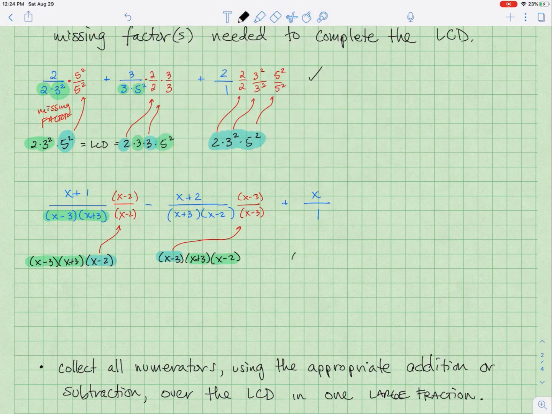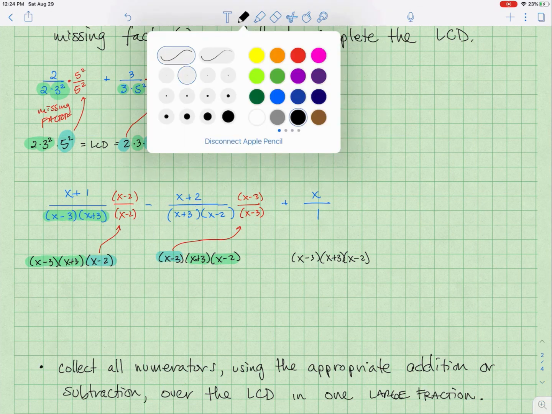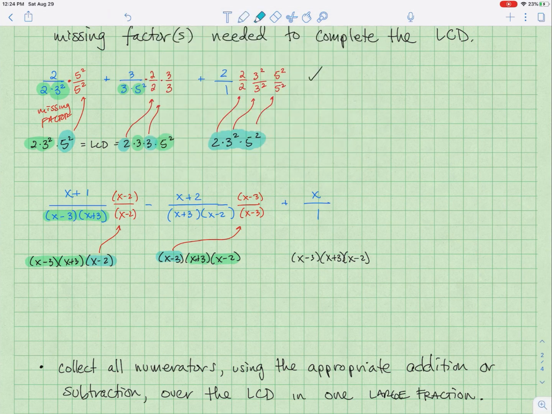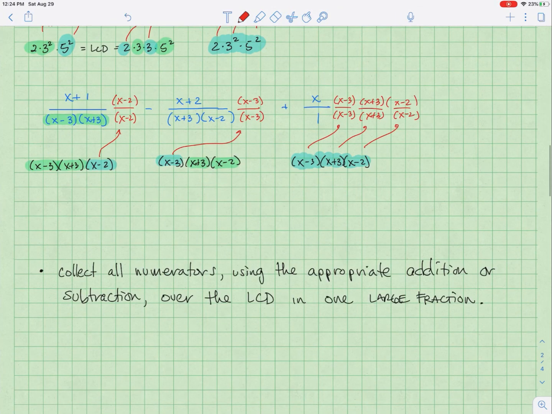And then for our last factor, the LCD isn't changed. x minus 3, x plus 3, x minus 2. But again, this one is missing all three factors. So we have the missing factors, and we're going to use all of them. So we're going to have x minus 3 over x minus 3, x plus 3 over x plus 3, and x minus 2 over x minus 2. And now we'll have a common denominator.